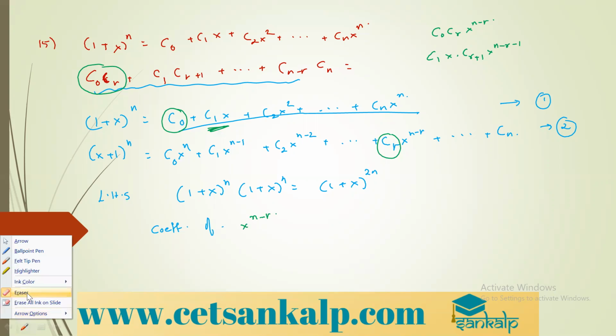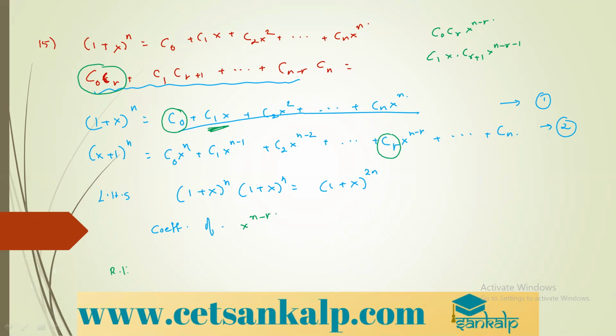I need not work at all for the right side. Right hand side, coefficient of x power n minus r, I will get by multiplying C0 CR, then C1 CR plus 1. Similarly, if you take C2x square and CR plus 2 x power n minus r minus 2, I will get coefficient of x power n minus r. So multiply C2 and CR plus 2, and so on, Cn minus r and Cn.